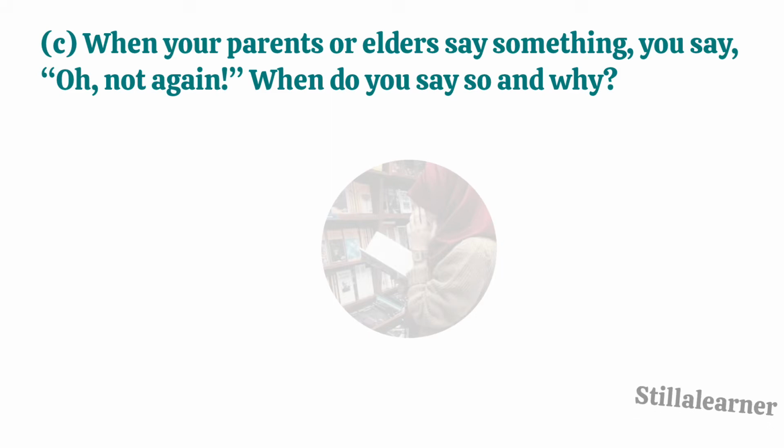So sometimes when our parents and elders advise us something, we just get irritated and say, oh, not again. Please don't say anything, I know everything. Like that we'll say. Okay. When do you say so and why? Why do you say this? Okay, that is the question. Now we'll see the answer.